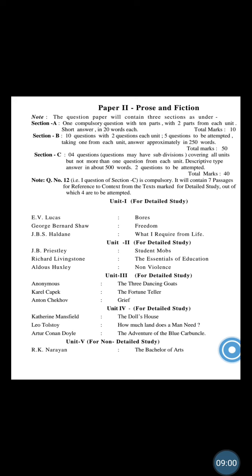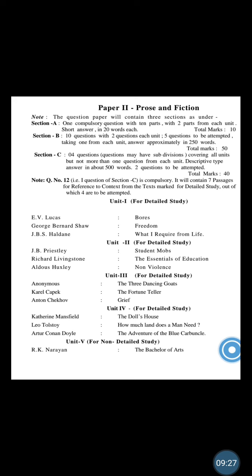Okay, so in total you have 5 units. The first 2 units comprise of essays. Next 2 units, that is the third and the fourth unit, have stories. The fifth unit has the novel The Bachelor of Arts by R.K. Narayan.